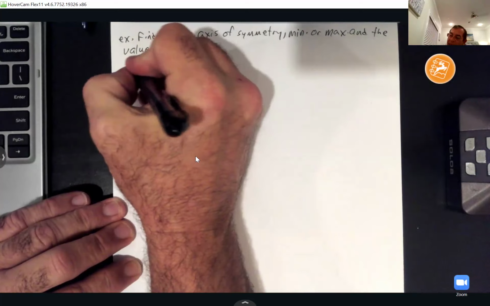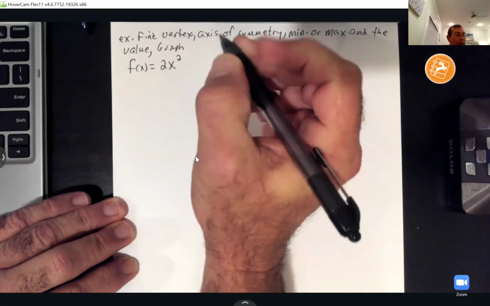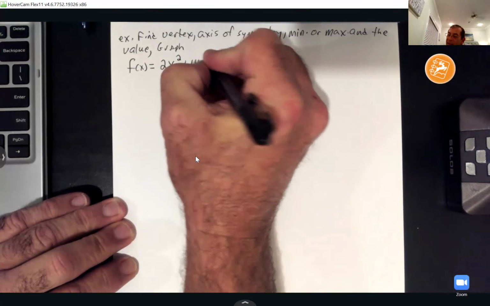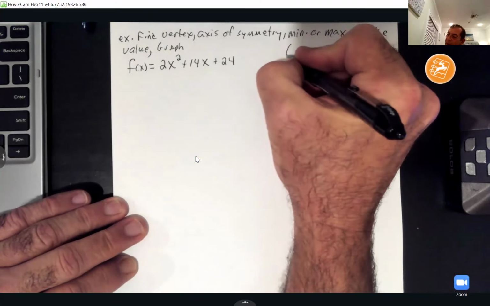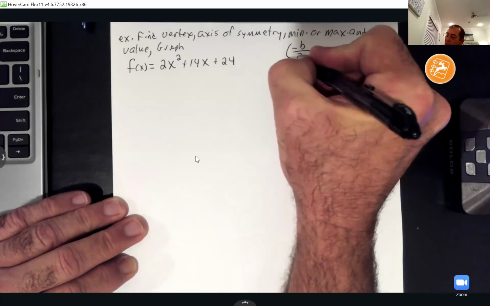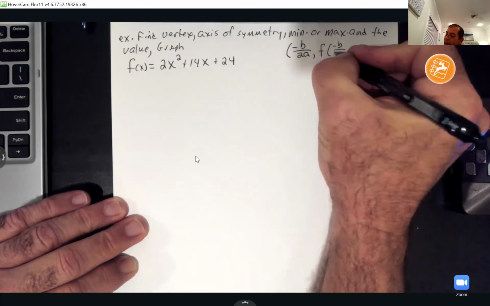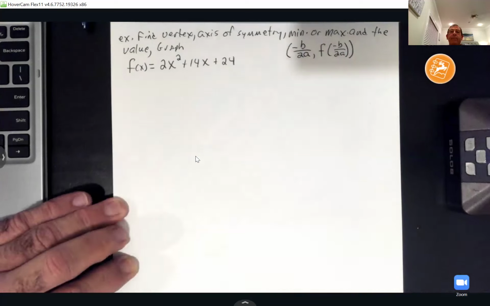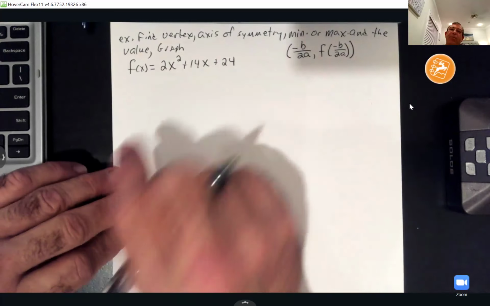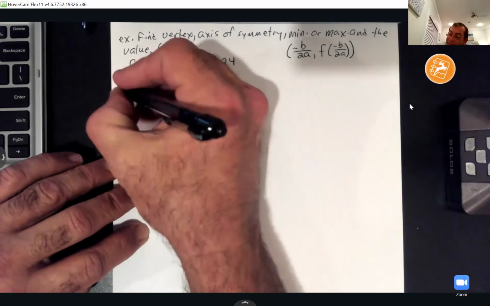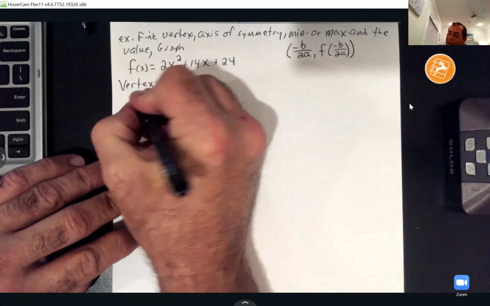So y'all, we're given f of x equals 2x squared plus 14x plus 24. And I'm going to write the vertex formula up here for us: negative b over 2a, f of negative b over 2a. So this is going to be a fun one, and it's got special numbers that y'all really love, okay? So let's get the vertex for that x value.